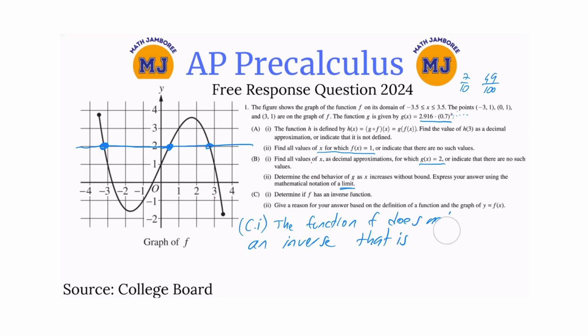For C double I, I need a space. Sorry about that, need to erase it again. Oops, come on. C double I. In this C double I, give a reason for your answer based on the definition of the function and the graph of y equals f of x, they said. So if you look at it, the domain is here, right? Remember? So we can just write that on the domain, negative 3.5 less than or equal to x less than or equal to 3.5.